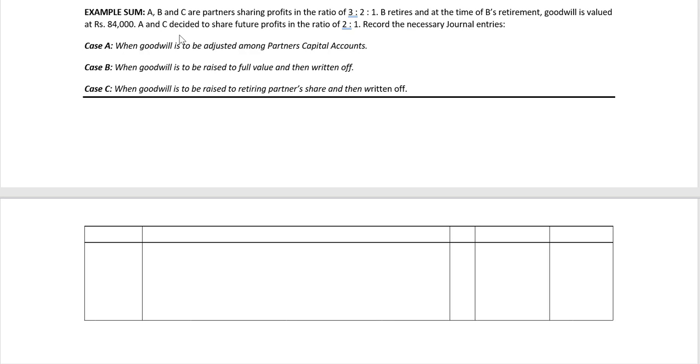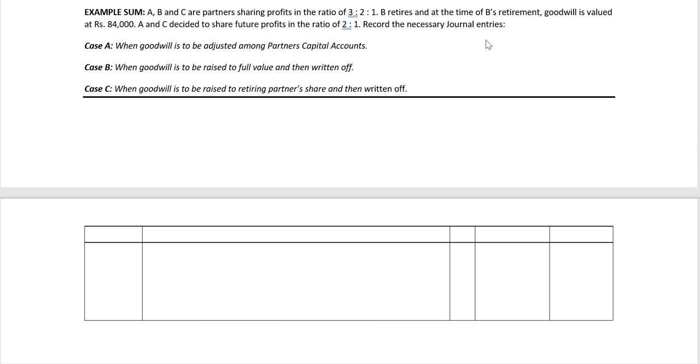Example sum. A, B and C are partners sharing profits in the ratio of 3:2:1. B retires, and at the time of B's retirement, goodwill is valued at rupees 84,000. A and C decide to share future profits in the ratio of 2:1. We are asked to record the necessary journal entries.